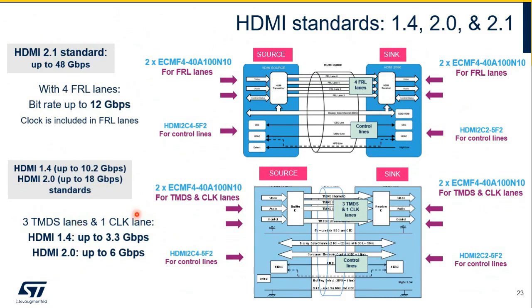Then the bit rate of each lane is 3.3 gigabit per second for the HDMI 1.4, and 6 gigabit per second for the HDMI 2.0. And the control lines were similar compared to the HDMI 2.1 standard.